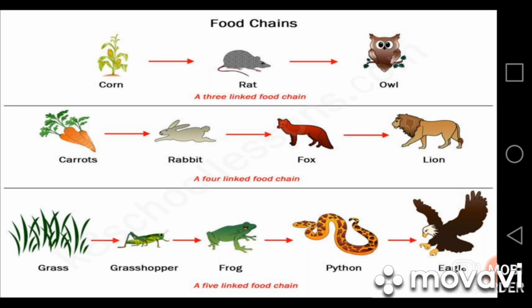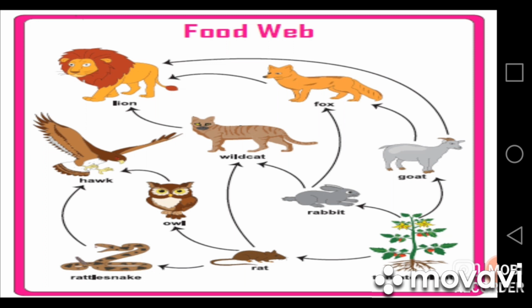In the last food chain, 5 links are shown, and the flow of energy is also shown by the help of arrows. From the grass, energy flows to grasshopper. From grasshopper it flows to frog, then to python, and in the end the eagle eats the python to get energy. Here in this picture, a food web is shown.